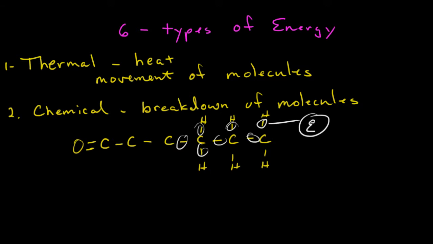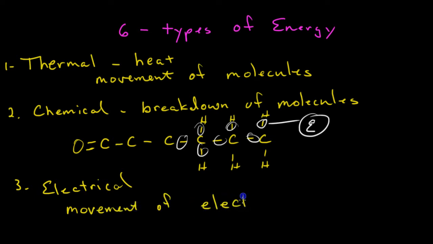All right, so thermal, chemical, and then number 3 is going to be electrical. And electrical is just the movement of electrons. And that's all electricity is, when these little electrons go from one place to another. It's a flow of electrons traveling in one path. That is electricity, and we're all familiar with electricity.